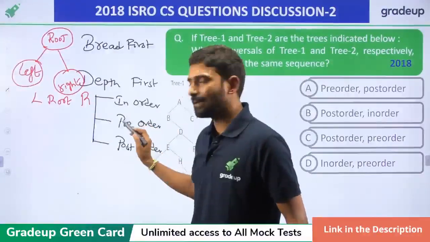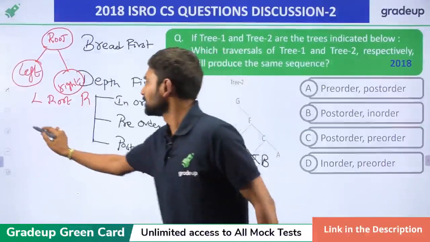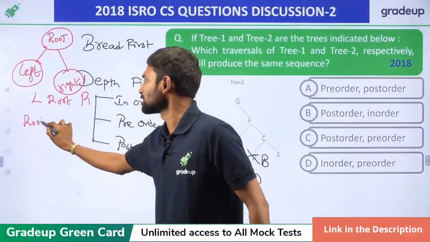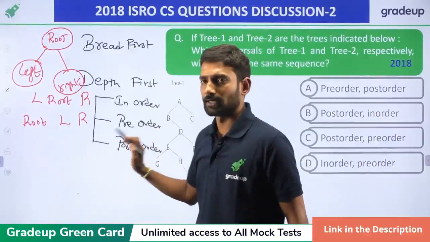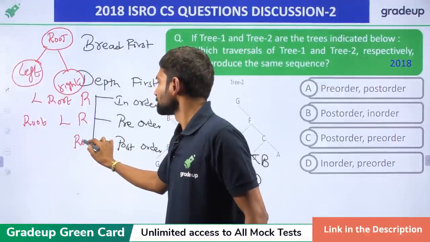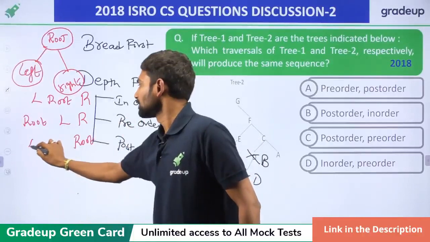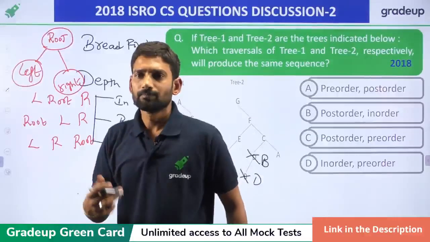Pre-order. Pre means what? First. So root should be in the beginning. So what should be the sequence? Root, left, right. Post-order. Post means last. So root should be at last: left, right, root. Right?